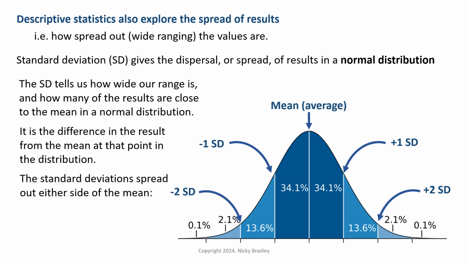And the standard deviation spreads out either side of the mean. So we can have -1 standard deviation and +1 standard deviation, either side of that mean. We can have -2 standard deviations and +2 standard deviations, either side of the mean, but only in a normal distribution.